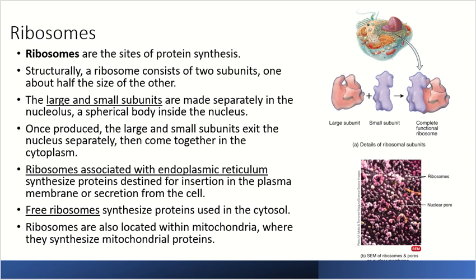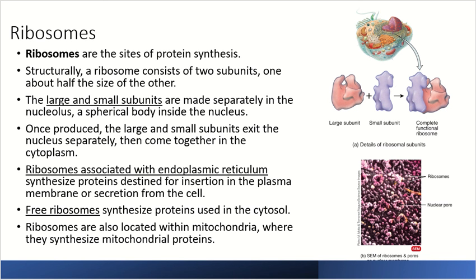So the large and the small subunits are going to be made separately in the nucleolus, which we'll talk more about later. And this nucleolus is going to be a spherical body within the nucleus. Once these two subunits are produced, the large and the small subunit are then going to exit the nucleus separately, and then they're going to come together in the cytoplasm.